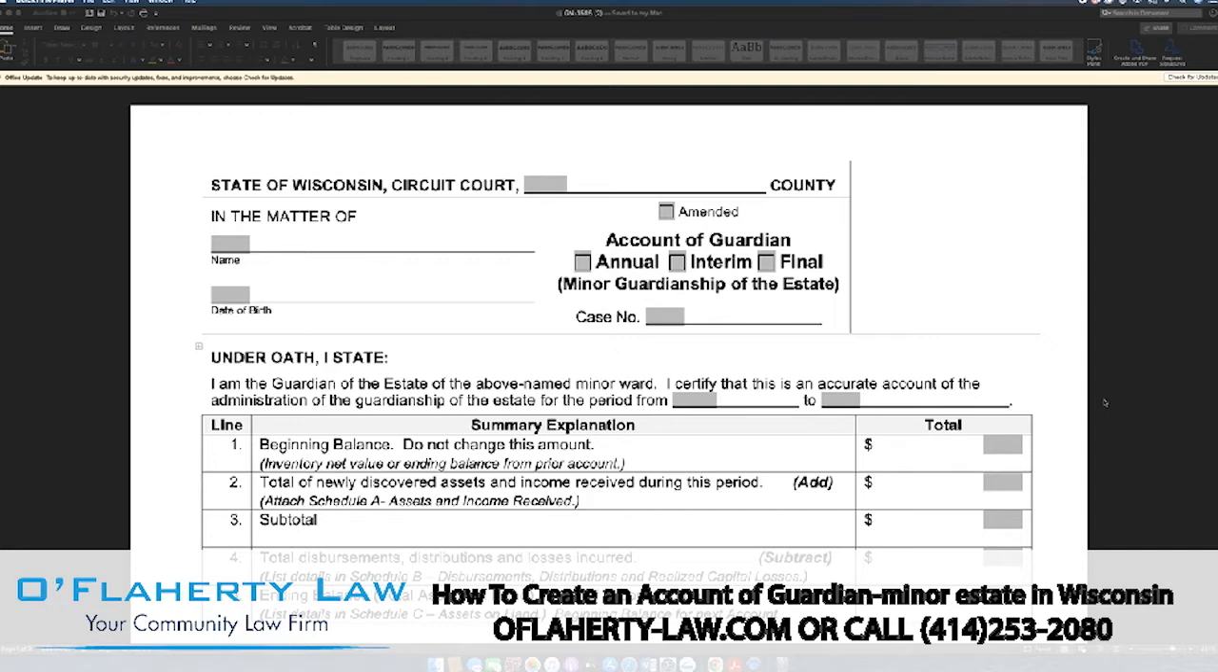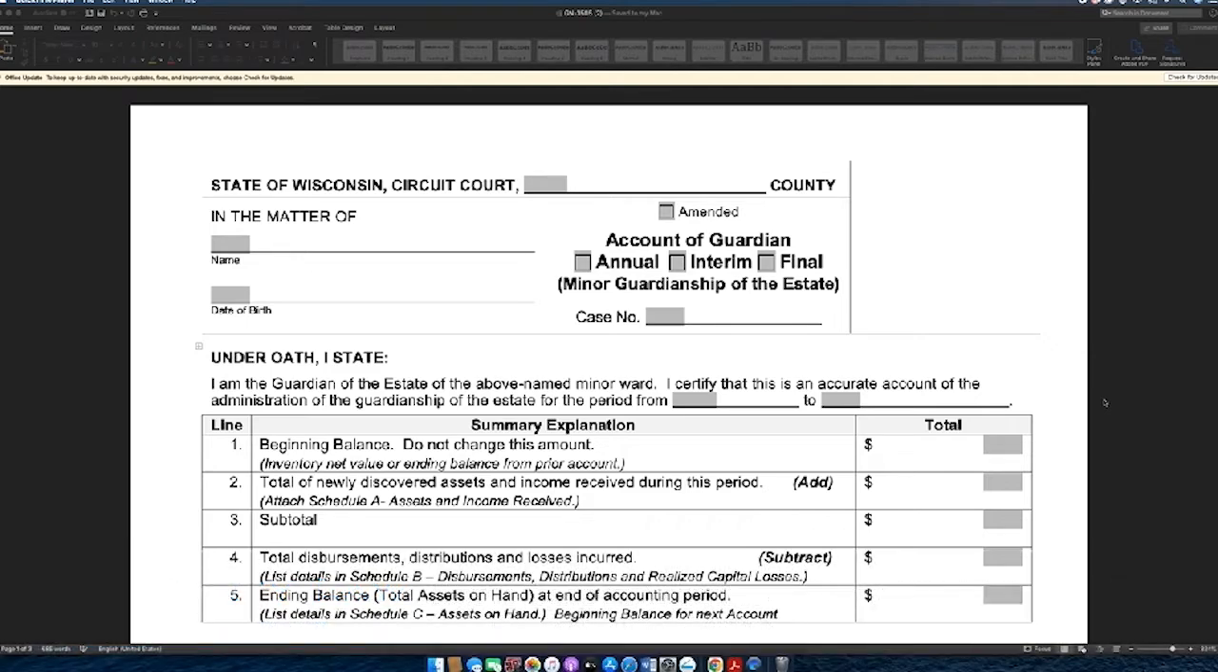Hi, this is Heather Jones. I'm a Wisconsin attorney with Authorized Law, and today we're going to do a how-to video on how to properly fill out your account of guardian if you have a minor guardianship over an estate.